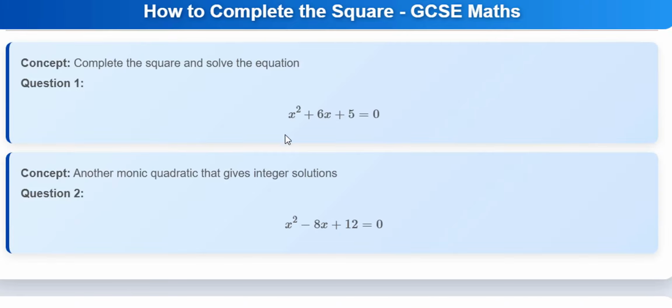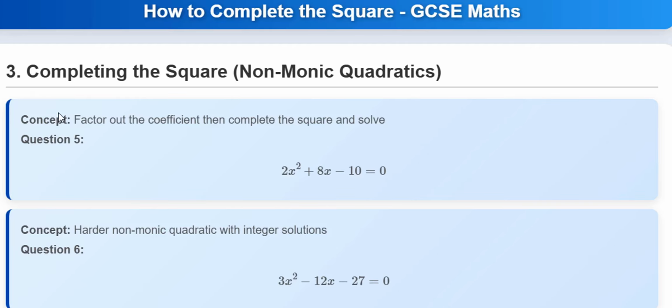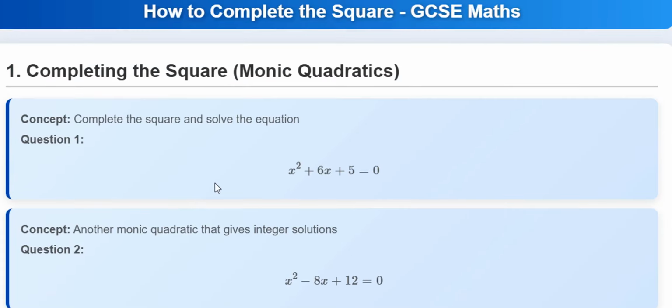Like in this case, you see x squared here has nothing in front, meaning it is just multiplied by 1. Same case here. But non-monic quadratics are the ones in which the coefficient of x squared is not 1, it's another value. For example, here it is 2 and here it is 3. So we can start with the monic quadratics.